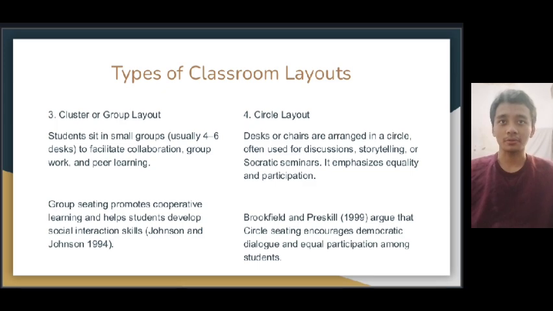4. Circle layout. Desks or chairs are arranged in a circle, often used for discussion, storytelling, or Socratic seminars. It emphasizes equality and participation. Brookfield and Preskill from 1999 argued that circle seating encourages democratic dialogue and equal participation among students.